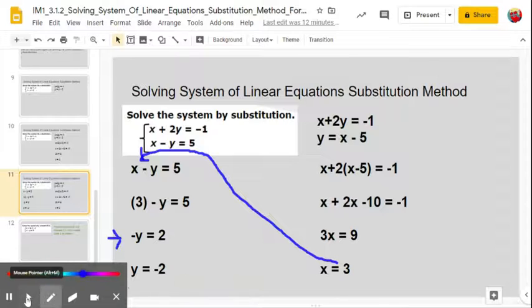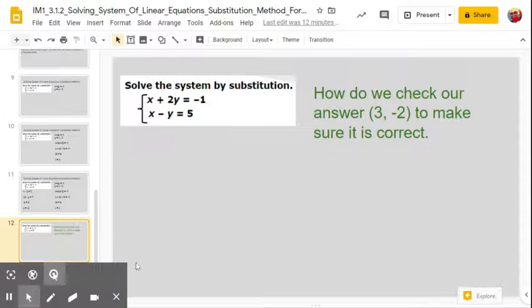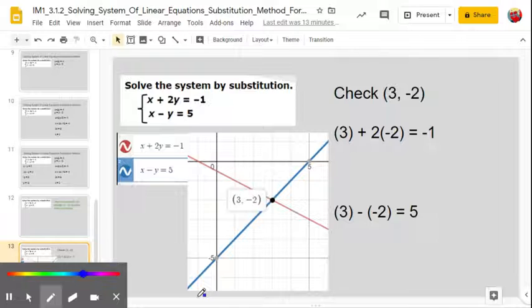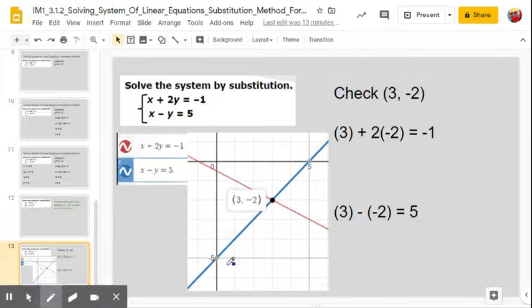So what's our final answer going to be? Our final answer is 3 comma negative 2. Now, how are we going to check our answer? How do you know if this is correct? Well, we have a couple options. One, we know we could graph it. So I could go in the Desmos, and I could put both those equations in the Desmos, and here's my lines. And then I find the point of intersection is 3, negative 2. Check, we got it right.